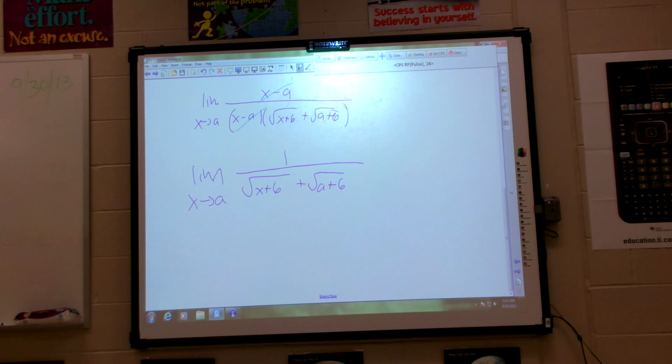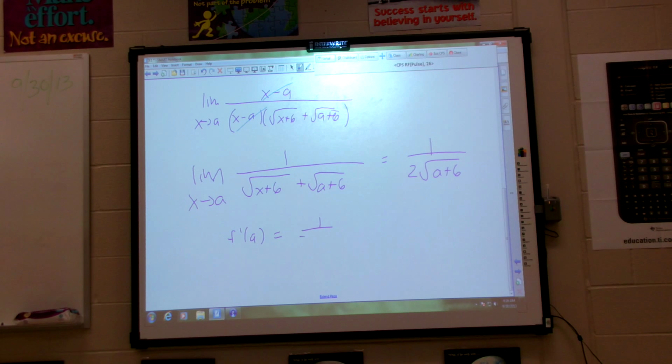Here's where it gets confusing. If I had the limit as x goes to 2, you would plug 2 in for x, correct? Yeah. So here I'm going to plug a in for x. Yes? So when I do that, I'm going to be left with 1 over 2 square root of a plus 6. And since this is a function, we're not going to clean that up. But that is my f. Actually, that's f prime of a, correct?